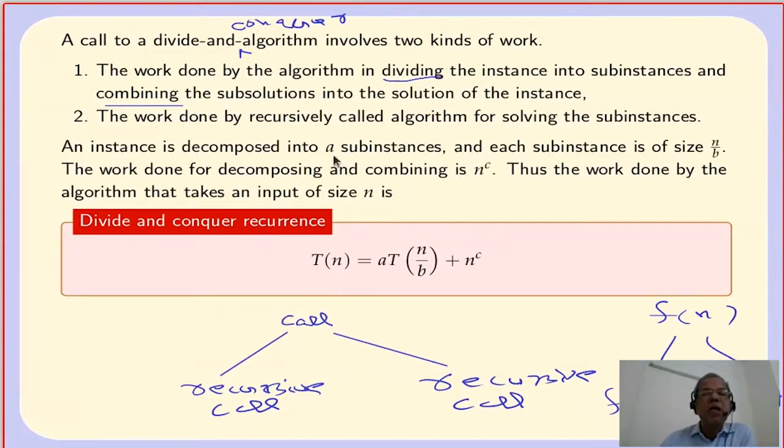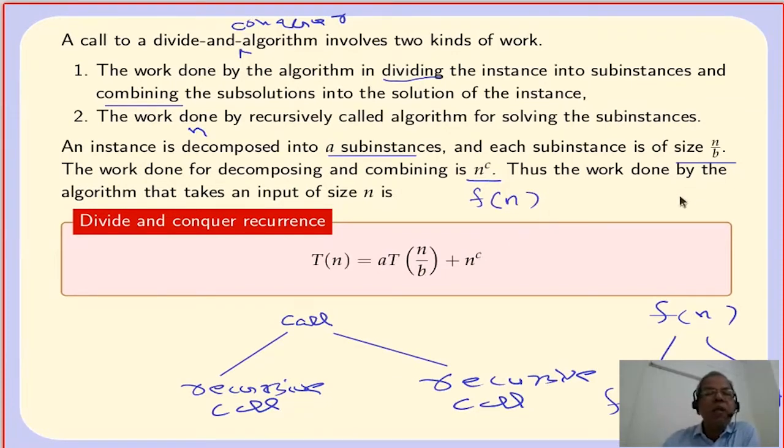Suppose the input size is n and the instance is divided into a sub-instances. Each sub-instance is of size n by b. It need not be n by a. Why need it not be n by a? Because the call itself does some amount of work. The work done for decomposing and combining, let it be n to the power c. In general, it is f of n, but this is a common case, therefore n to the power c.